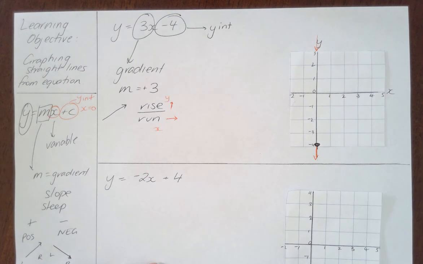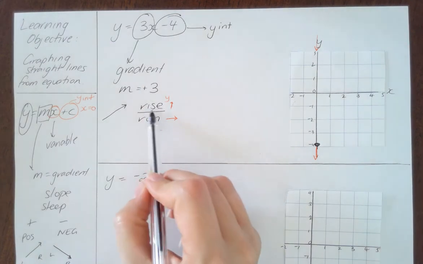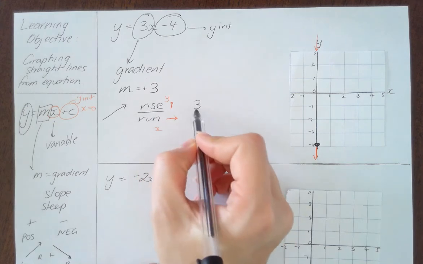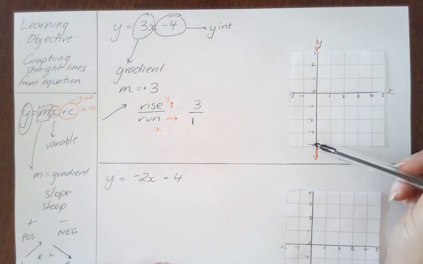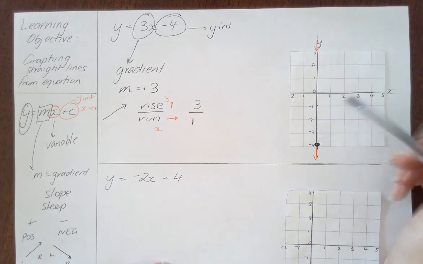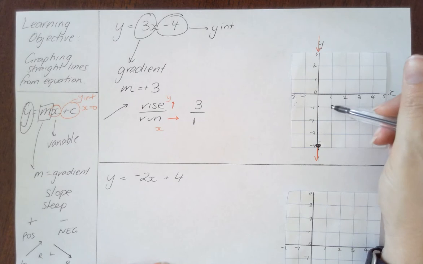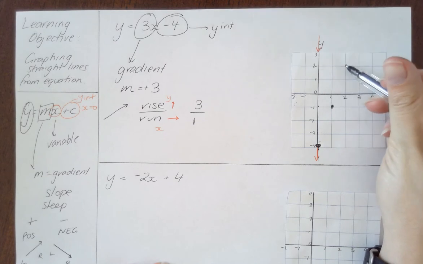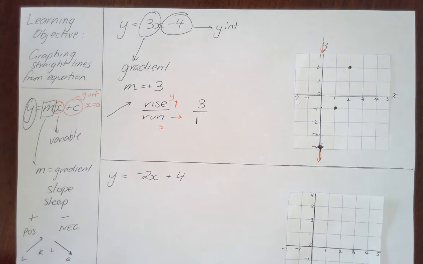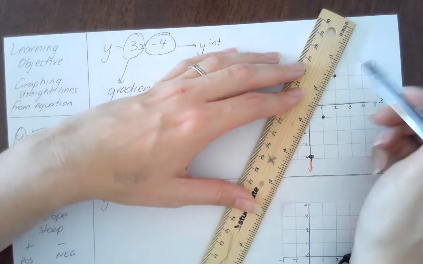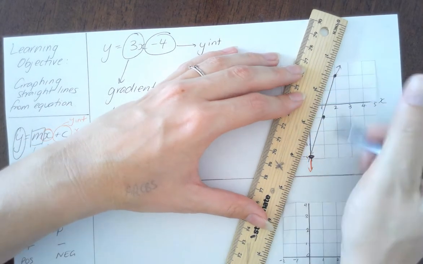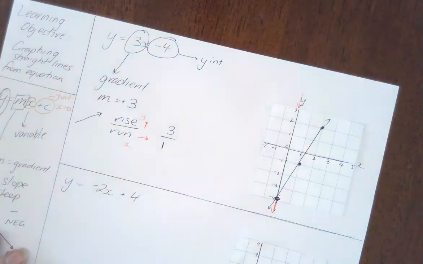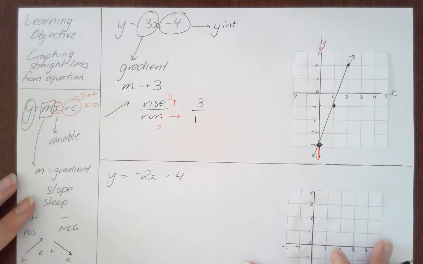So now we have to say, all right, if our gradient is 3, it means for every 3 up, it will go 1 across. So we can actually do that on this graph. For every 3 it goes up, 1, 2, 3, it goes across 1. And up 3 more, 1, 2, 3, and across 1. And you can start to see that straight line forming. And you can then join the points all together a bit neater than I just did, and there is your straight line. Okay. That's one way of doing it.